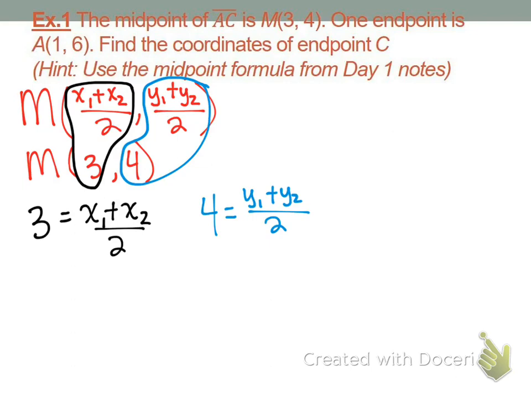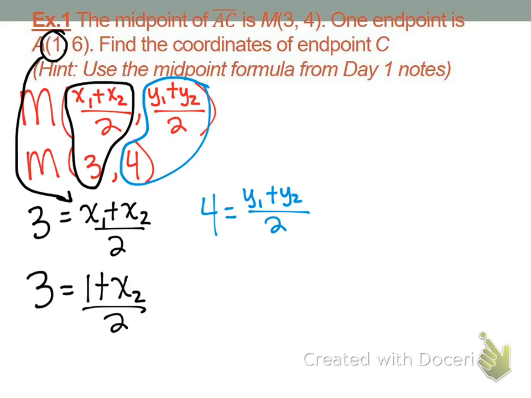All right, the other thing we need to do, though, is plug in the rest of the information we know. We were told that the x-coordinate of one endpoint was 1, so we're going to plug that in here. It does not matter which x you plug it into. Same thing will happen when we get to the y. For now, let's finish solving for x. We have to multiply both sides by 2. 6 equals 1 plus x. Subtract 1 from both sides, and we get that the x-coordinate is 5.